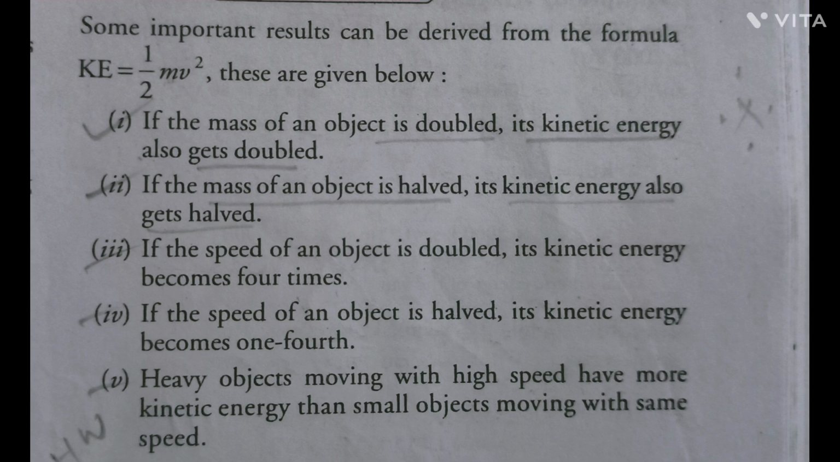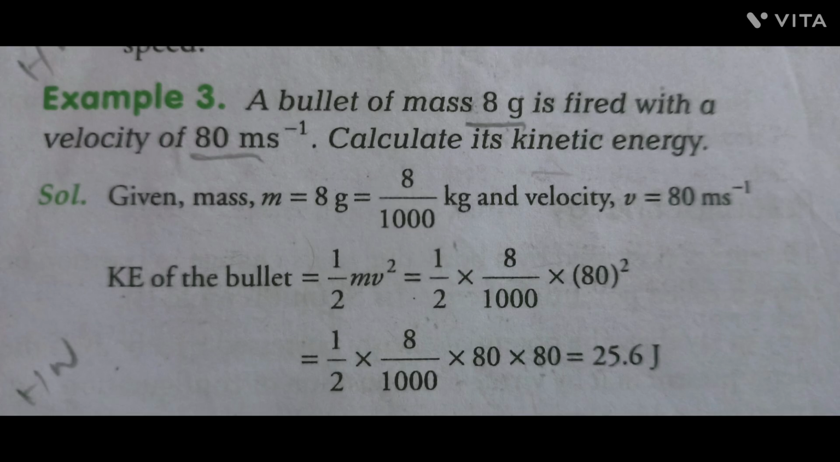And number 5. Heavy objects moving with high speed have more kinetic energy than small objects moving with the same speed. It is because of the mass of the object, which is directly proportional to the kinetic energy. Thus, we have completed the topic of kinetic energy. Now we are going to see some numerical questions based on this concept.